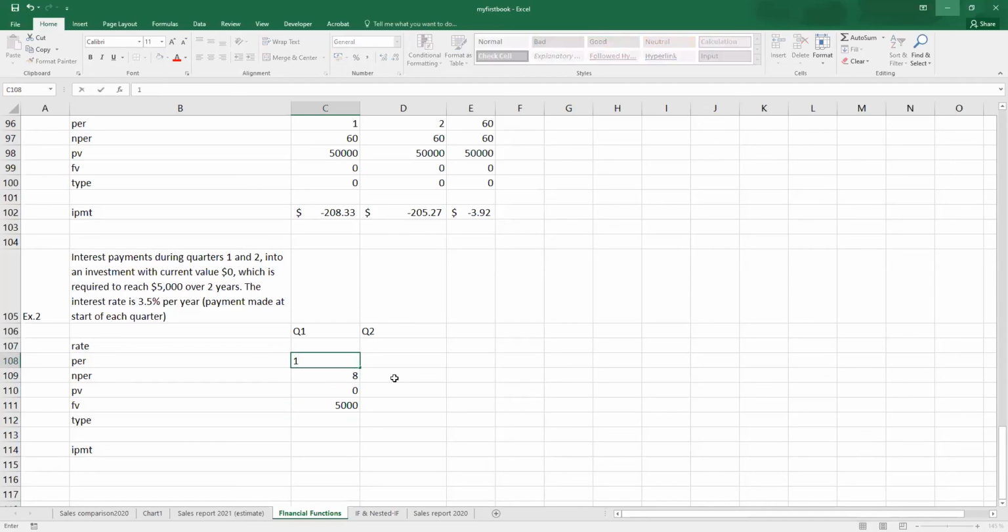Per is 1, now we are talking about quarter one first. After that, interest rate is 3.5% per year. We have to change percentage per year to be percentage per quarter. Each year we have 4 quarters, then we have to divide it by 4, per quarter. Then we change it to be percentage. Type: we pay at the beginning of each quarter, it's 1. So I just calculate the IPMT for the first quarter first.